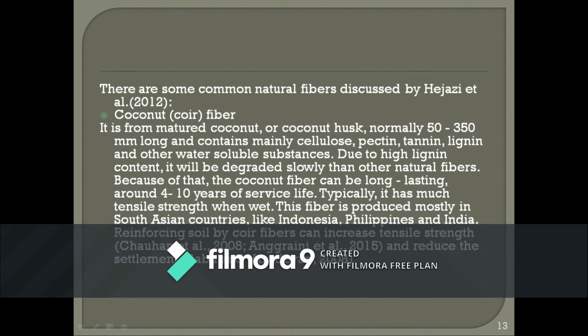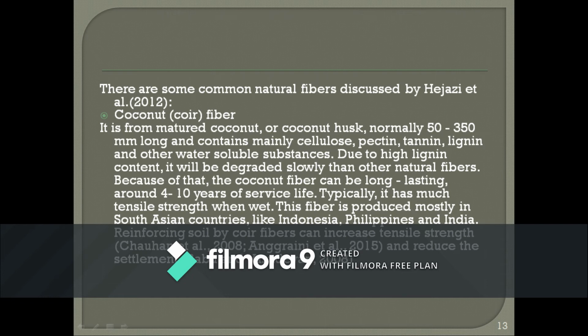And how much time will it take? Because of this, the coconut fiber can be long lasting, around 4 to 10 years of service life. Typically, it has high tensile strength when wet. This fiber is produced mostly in South Asian countries like Indonesia, Philippines, and India. Reinforcing soil with coir fibers can increase tensile strength and reduce settlement.